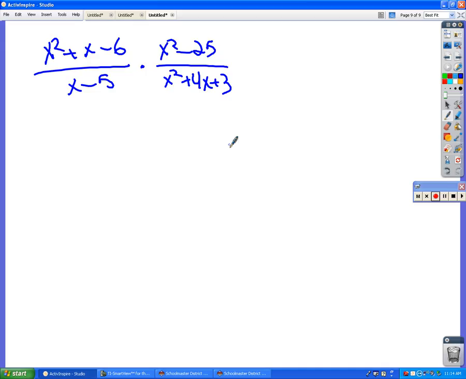The only other thing you need to understand is that when you are multiplying fractions, you can cross cancel also, right? So you don't have to just cancel what's right on top of each other. You can also cancel something top and bottom even if it's on the other side.